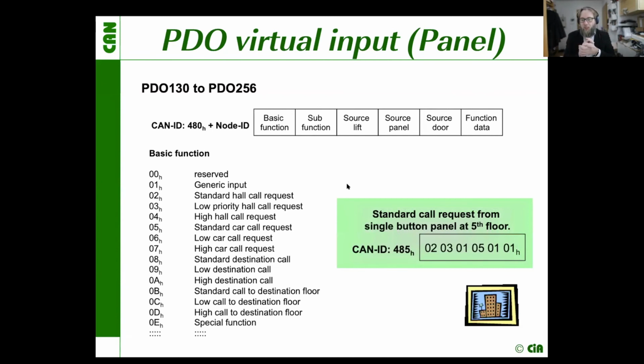And then the message, for example, looks like this. If I have a physical device number 5, then the CAN message would be 485 hex, and then the according number, which in this case tells me it's a standard call request. Oh, I forgot sub function number 3, and then it's source lift number 1, floor number 5, door number 1, and function data. It's a standard call request basically.